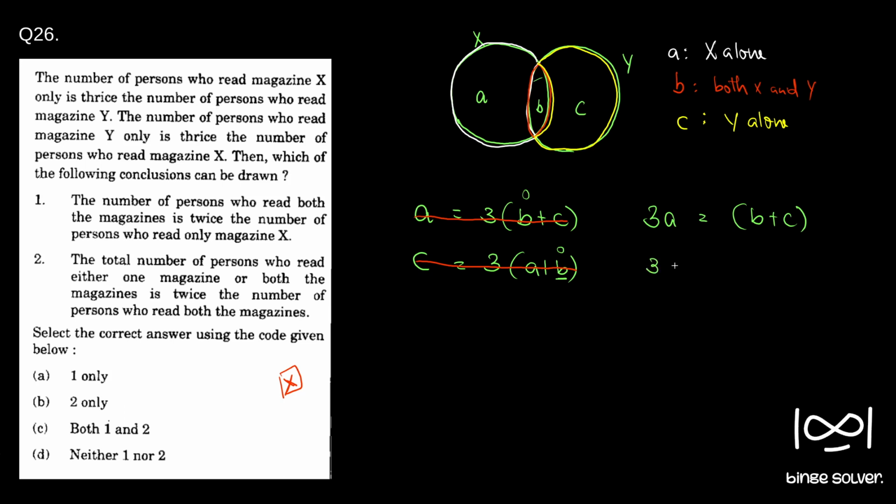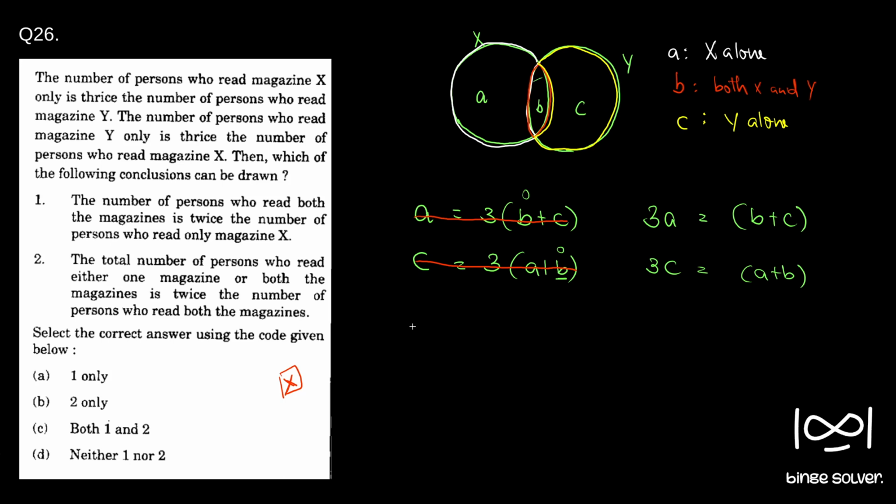Similarly, 3c is equal to a plus b is what they intended to say. So if this is the case, both 1 and 2 statements will become true. We will see how. We'll check 3a equal to b plus c, and from this 3c is equal to a plus b. So what we can do is we can eliminate.